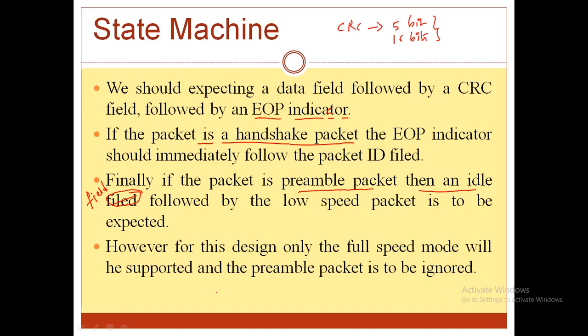Suppose the packet is not a data packet but a handshake packet, where the receiver sends the sender information that I got the data. At that time we don't need to expect the end of the packet. If the packet is a preamble packet, it means all the devices are going to be operated in low speed. We send this preamble packet only when the data being sent comes at low speed. However, since we are discussing this design only for full speed mode, we can ignore the preamble packet. So that is nothing but the state machine.